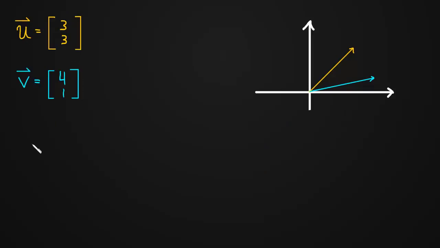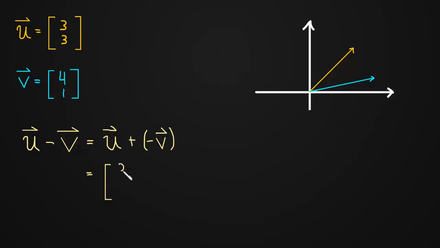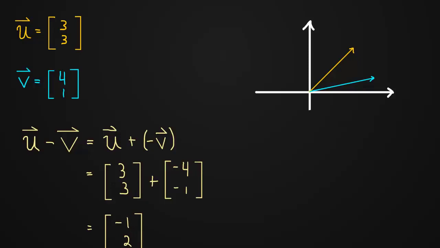Let's take a look at vector subtraction. This is going to work the same way that it works for real numbers. If we want to do something like u minus v, this is really just the same thing as doing u plus negative v. And we know how to multiply v by negative 1. That's simple enough. So we're just going to have u, which is 3, 3, plus negative 4, negative 1. We do that addition and we get 3 plus negative 4 is negative 1, and 3 minus 1 is 2. And so this subtraction is just this new vector, negative 1, 2. Simple enough.